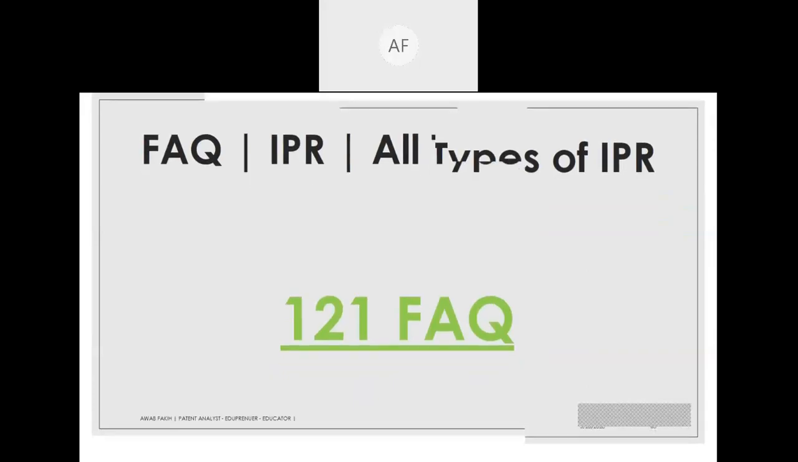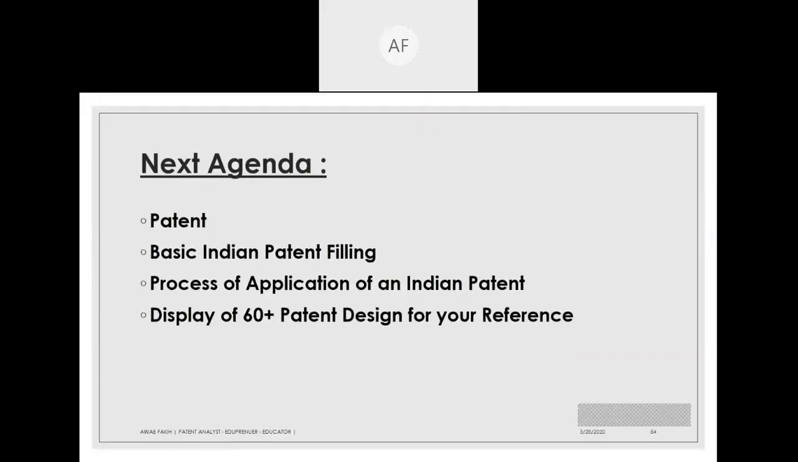Our next agenda, for the next 1 hour, is the patent: basic Indian patent filing and the process of application for Indian patent filing. I'll also display your 60-plus design patents for reference, just to show you how easy it is. We won't go into the details; the images are only for your motivation, to show how simple designs can be patented in India or abroad.